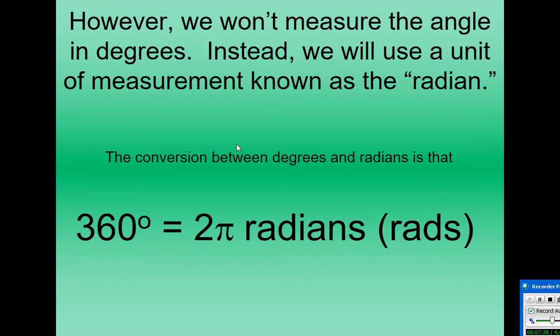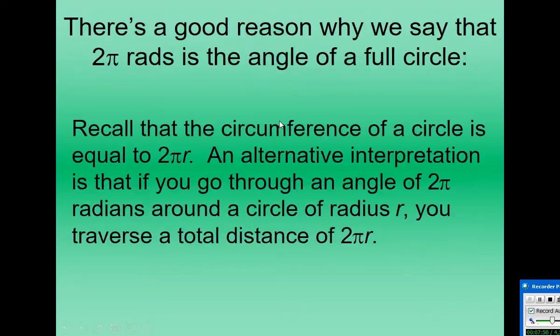The conversion factor from degrees to radians: 360 degrees is a full circle. Equivalently, 2 pi radians is a full circle. So our conversion factor would be 360 degrees equals 2 pi radians. Where did that 2 pi come from? Why such a crazy value? The answer comes from the formula for the circumference of a circle in terms of radius. If you know the radius, the circumference is equal to 2 pi r.